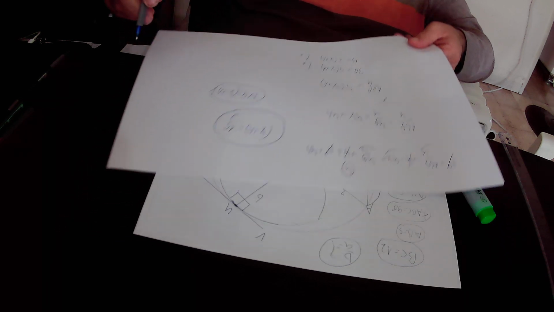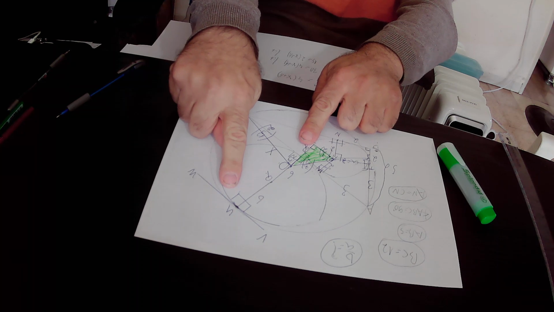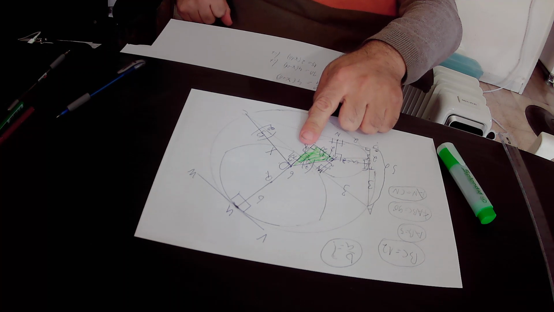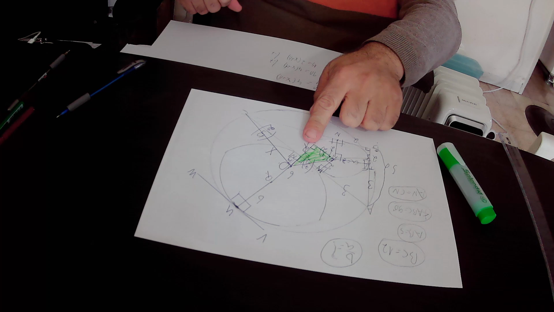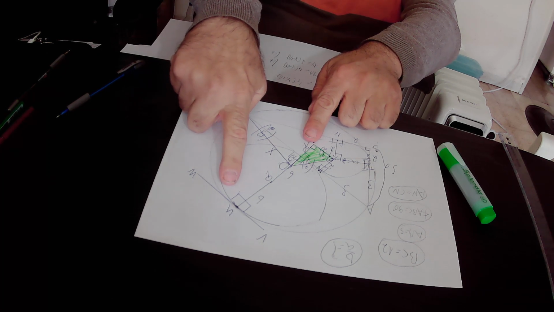From one side, NU equals x plus h, but from the other side, we have already found out that NU is the diameter of this circle, equal to 2b.